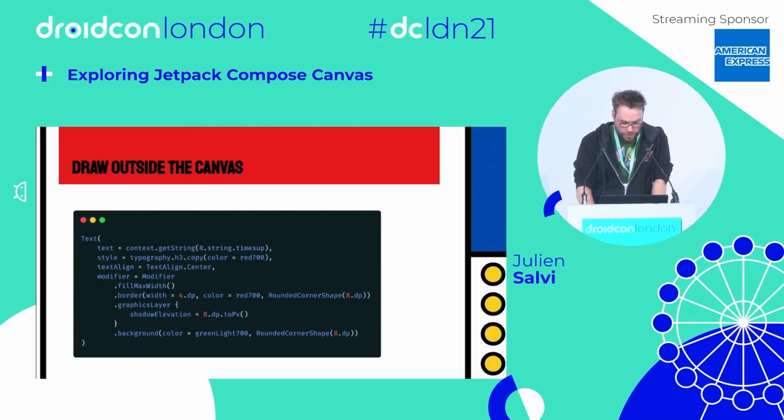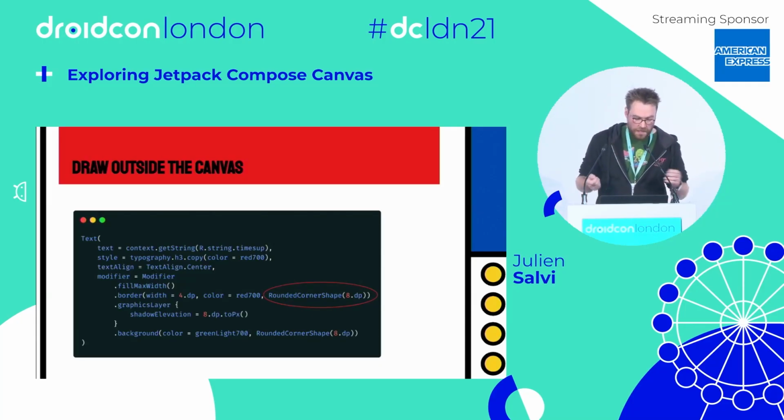Okay, so here, for example, I have a text. I'm setting some style, some text, whatever. I'm going into the modifier. I can set a border, and with a border, I can set a shape for my text. So, for example, this is coming from the foundation of Compose, so I can set a rounded corner shape, or I can go with the background, and again, I can set a shape for my composable.